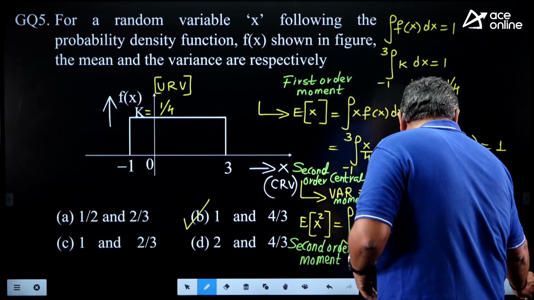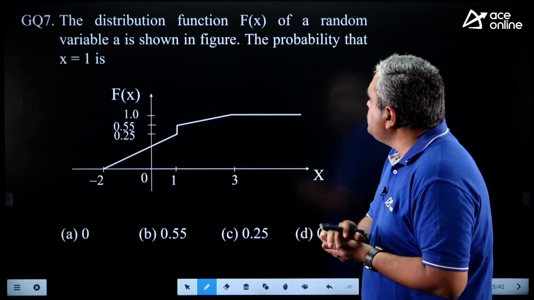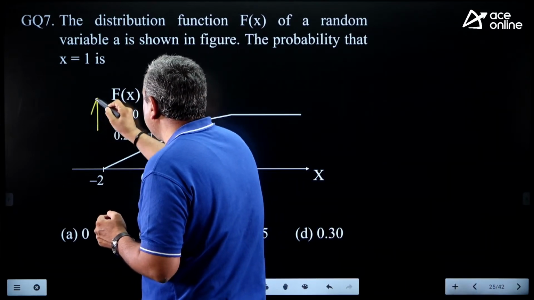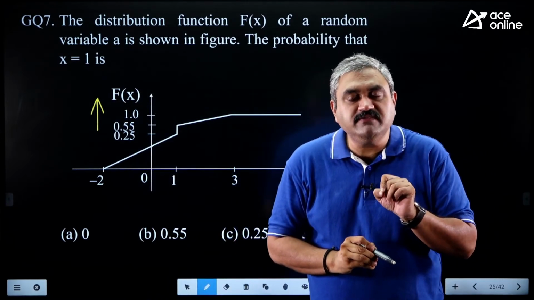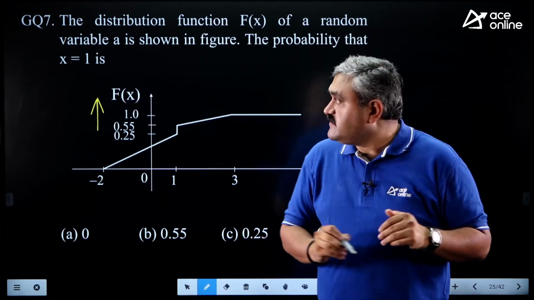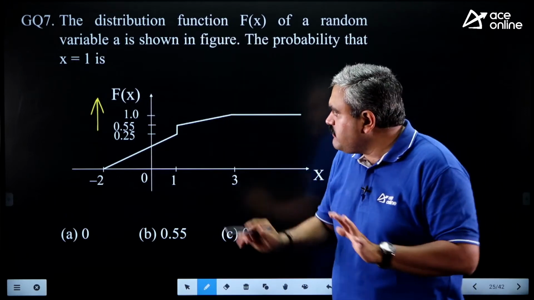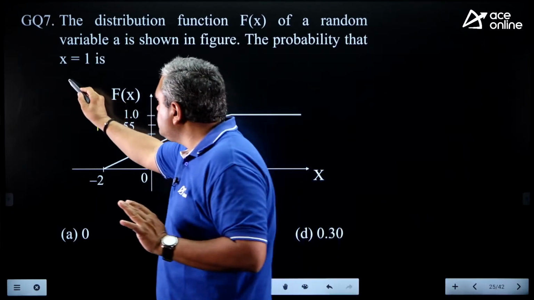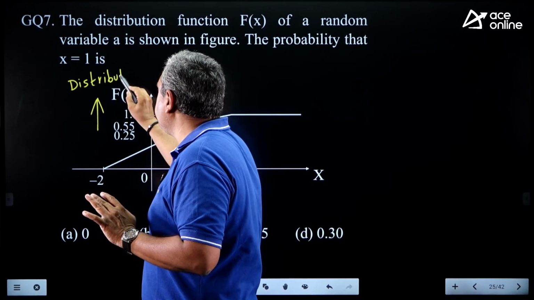Let's go to the next question. See here, this is also a very important model. Distribution function of a random variable is given. So your y-axis is distribution function. Always remember, small letters are density functions, capital letters are distribution functions. So sometimes the examiner need not give the entire phrase, distribution function. He may give x is a random variable with the following data. So capital letters always indicate distribution function, probability distribution function.